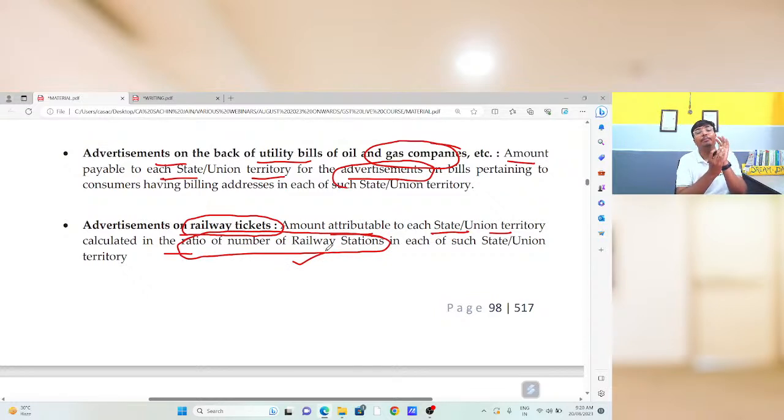In the ratio of the number of railway stations in each state and union territory. Suppose 5 states' railway stations are going to use this particular advertisement. In that case, on the basis of the number of railway stations, we are going to decide the place of supply. So these are the techniques from which we decide the place of supply, and all these situations are practical, taken from practical case studies. All these things are very relevant when you get that particular client, that particular bulk. These situations are really very helpful for you.